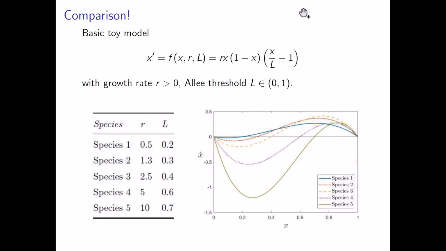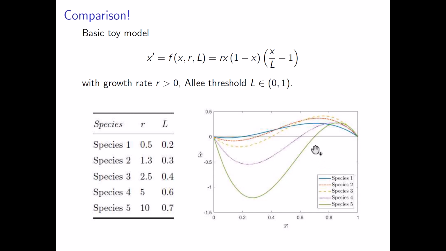Let's take a simple Lotka-Volterra-type ecological system, and then let's take several parameter values for the system, so basically several types of species that are possible. That gives you several types of possible dynamics of this one-dimensional system.